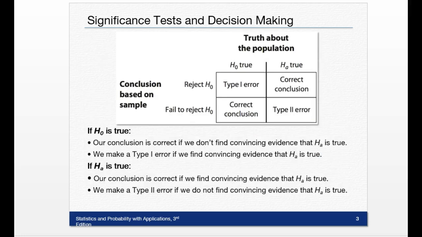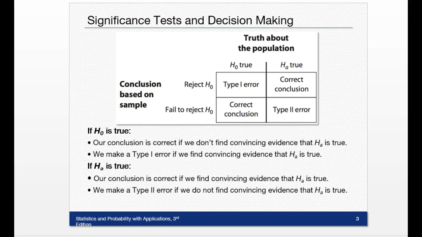So here's a chart that you need to complete on your notes. And it's talking you through what's going on. So if we reject the null and the alternative is really true, that's a correct conclusion. But if we rejected the null when the null was really true, that's a type 1 error. And there's all kinds of reasons why that can happen, but it can happen. Now, if we fail to reject the null because the null is true, that's a good, correct conclusion. That's a good thing.